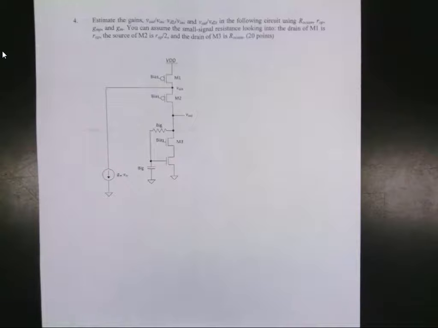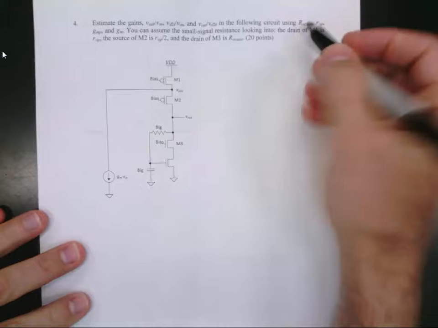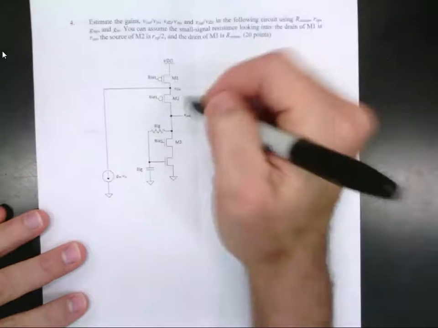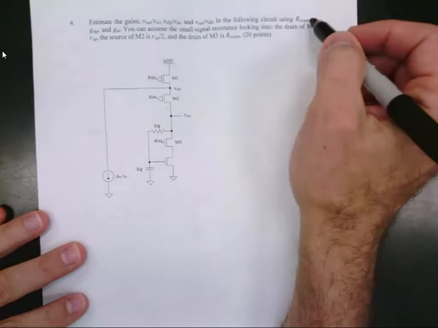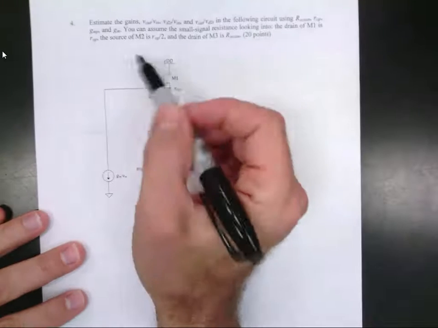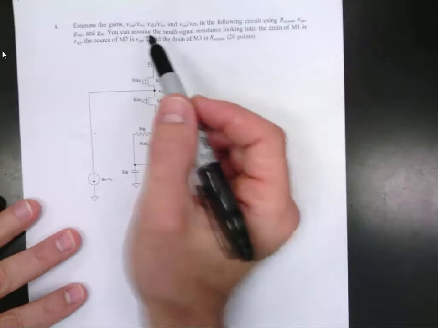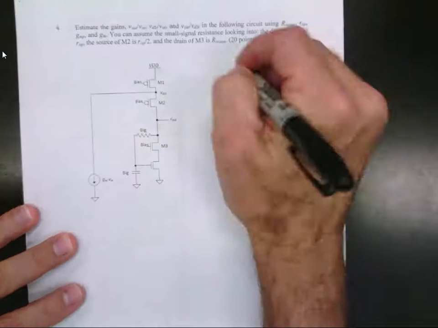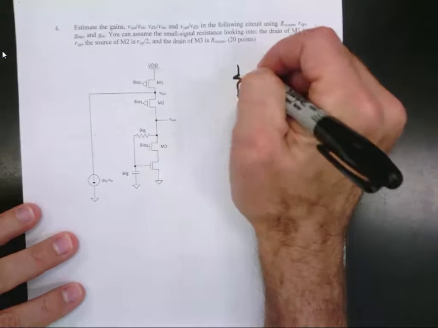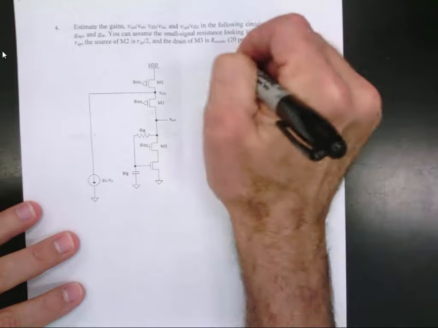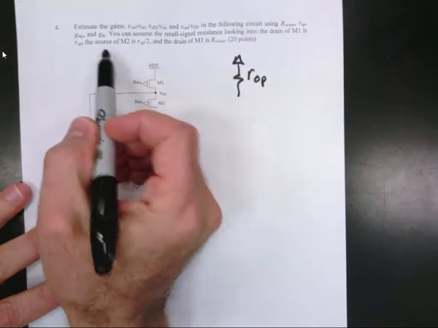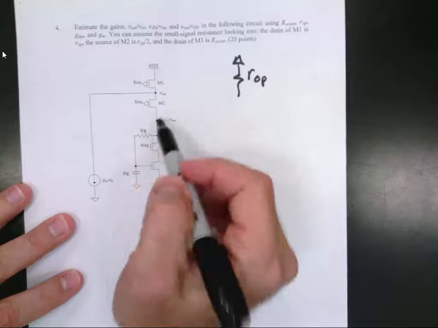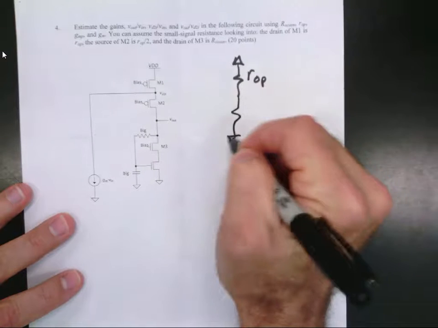Okay, so I'm going to go through it right now, and we're going to describe how to solve it. It says estimate the gains using R out cascode, R out P. And then I said you could also use R out cascode besides NP. I told you that before the test. You can assume the small signal resistance looking into the drain is R out P. The source of M2 looking down is R out P over 2.